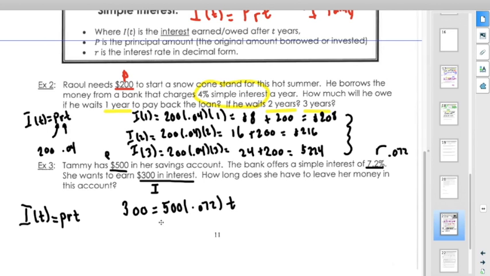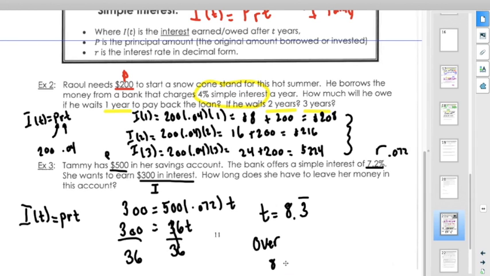So this is a simple equation. You guys should definitely know how to do this. Using the calculator, multiply this out. You get 36T on this side. Still have 300 on this side. Divide by 36 on both sides. So T would equal 8.3 repeating, which means it would take over 8 years, right? If she wants to earn $300 in interest. That's how long it would take.